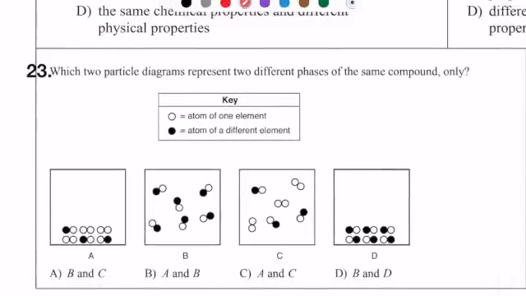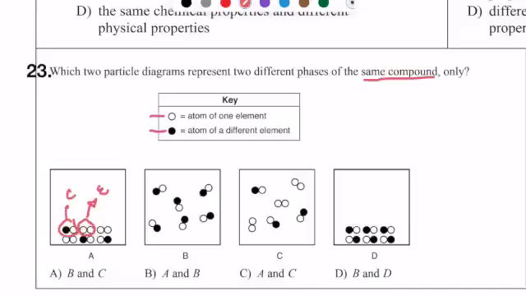And it says, which two particle diagrams represent two different phases of the same compound? When it says same compound, that means we are looking for the particles that are arranged in a similar way. So as you can see here, according to the key, one atom is represented by the empty circle, and the other one is represented by the filled circle. So if you look at your options, there are some different types that we see. Whenever you see the same type of atoms together, this is classified as an element, just a diatomic element, because you have two atoms. When you see two different atoms combined together, that one is a compound.